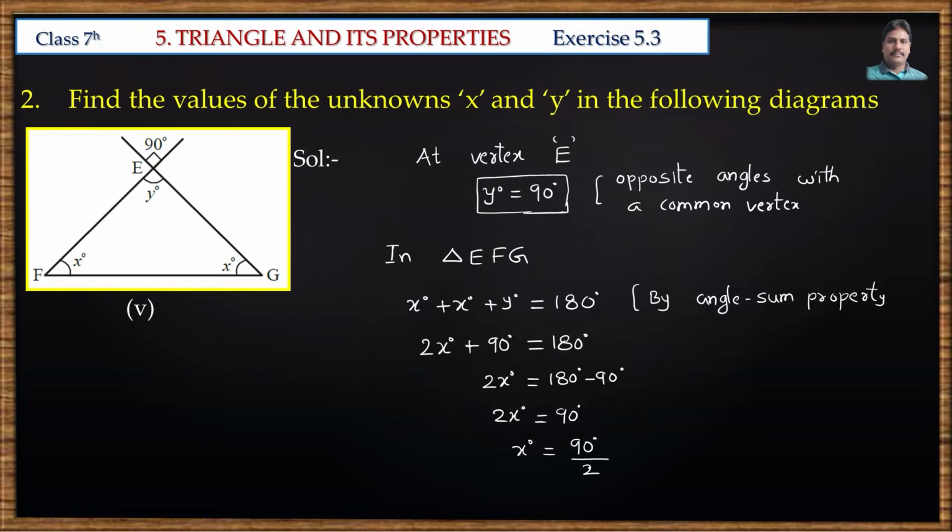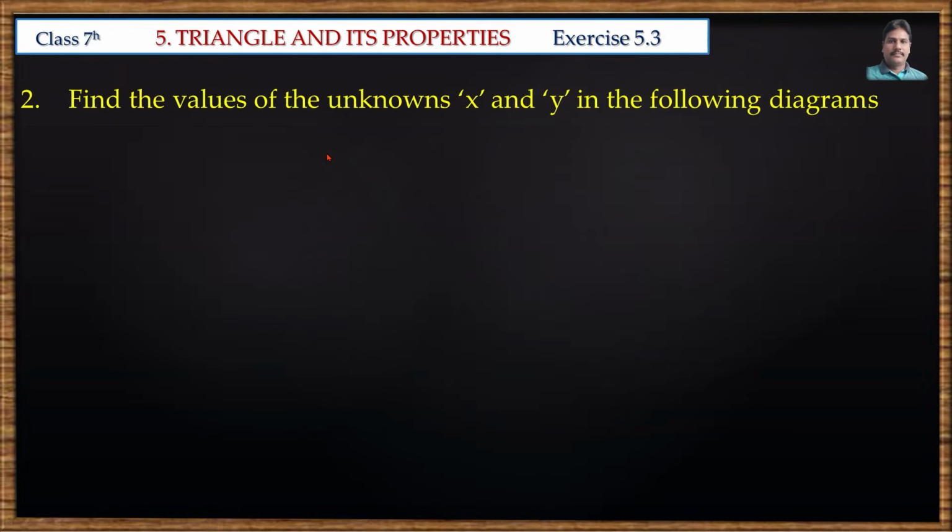Cancel the 90 with the 2. 2 ones are 2, 2 4s are 8... 2 45s are 90. So therefore x degrees is equal to 45 degrees. This is the x value we have calculated.